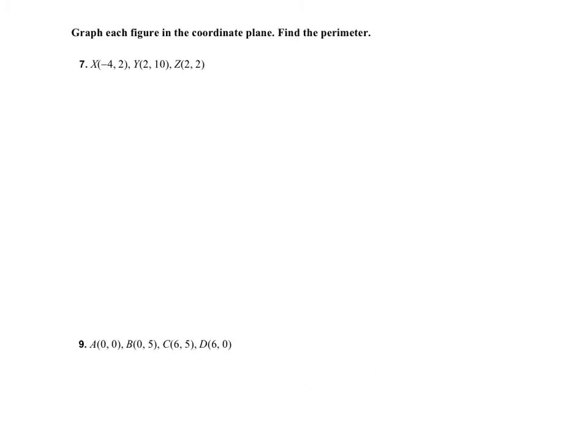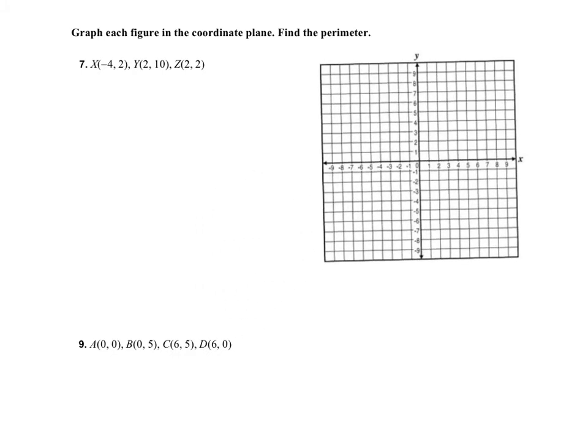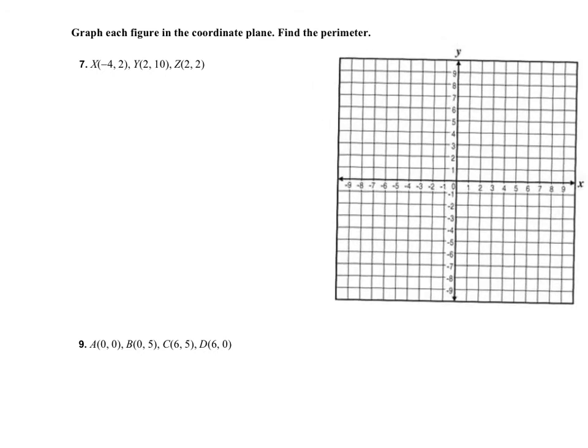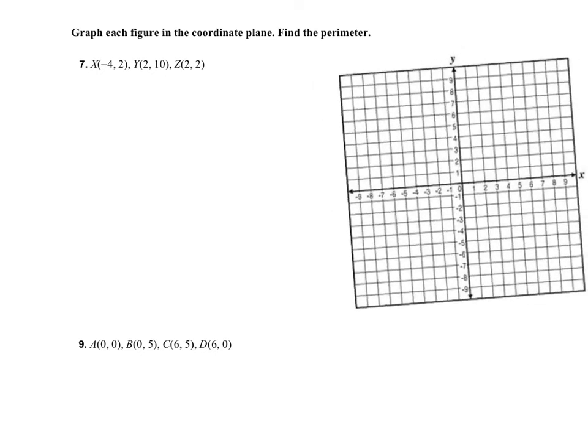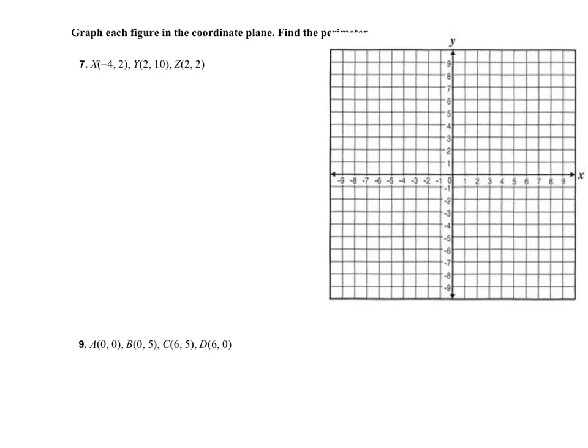So in this one, we want to graph. Let me put here a graphing paper so we can see it. Let me try to shrink that. I'm going to mark those points. So let's start with x. Let me use blue. Okay, so -4, 2. -4, 2 is this point right here. That's x. 2, 10 is this point up here. And point 2, 2 is this one right here.